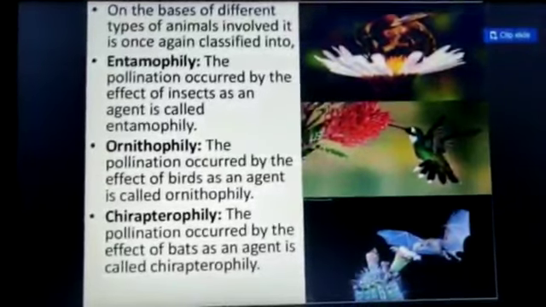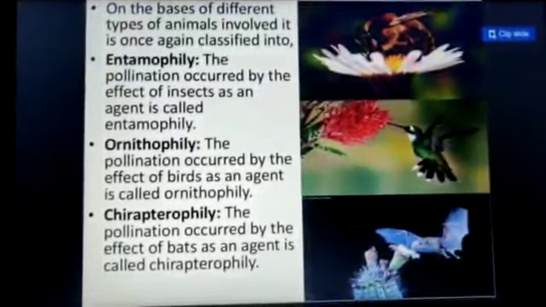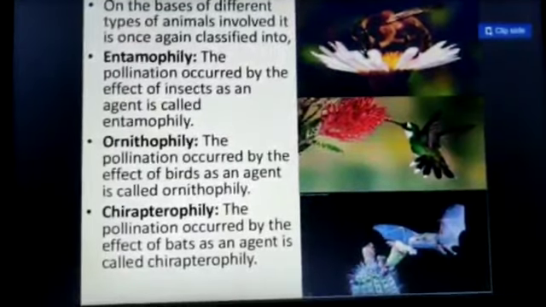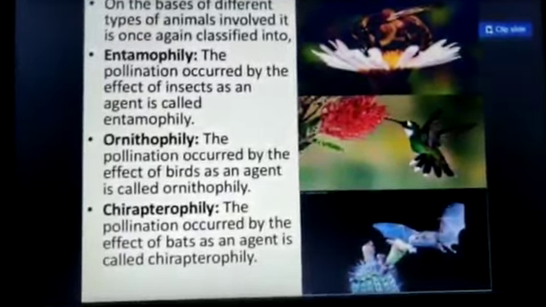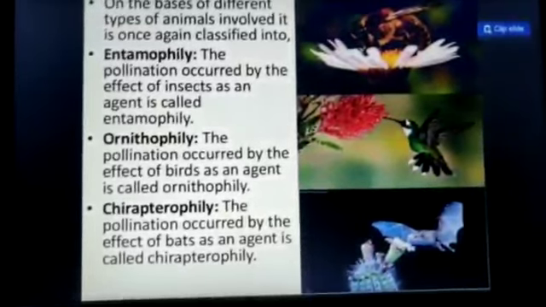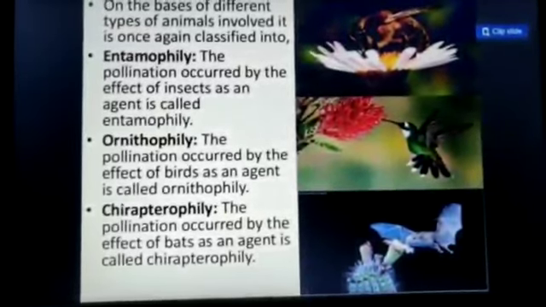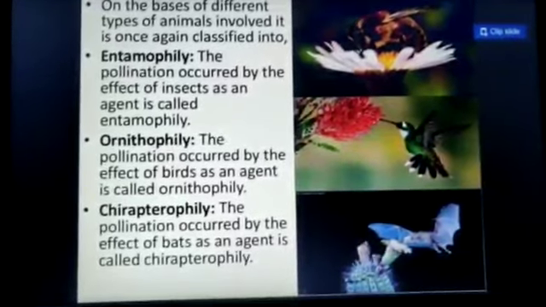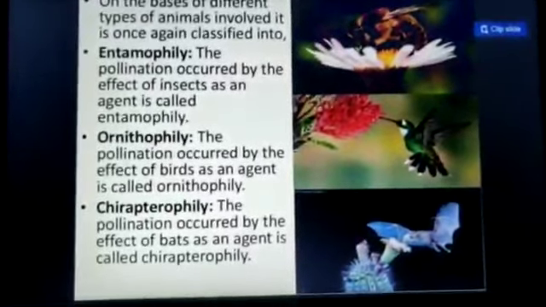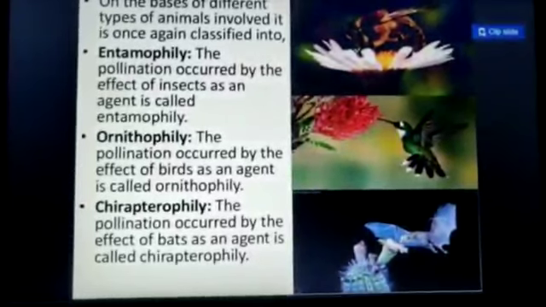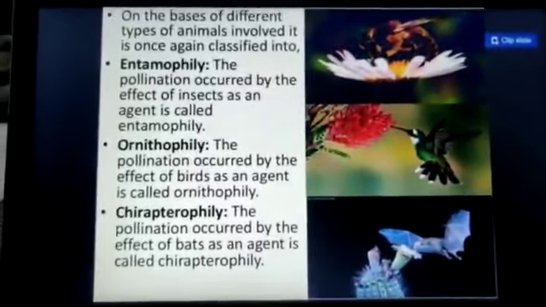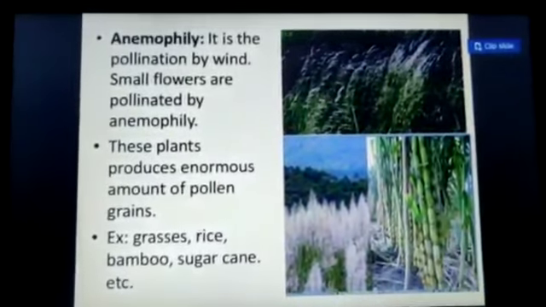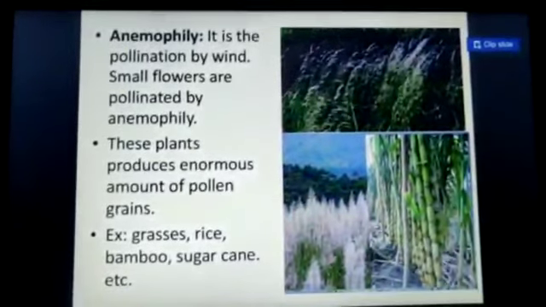Ornithophily, the pollination occurred by the effect of birds. Ornithology is nothing but the study of birds, so ornithophily is nothing but the transfer of pollen grains with the help of birds. Entomophily means transfer of pollen grains through insects. Chiropterophily is nothing but pollination with the help of bats. Anemophily is the pollination by the wind.